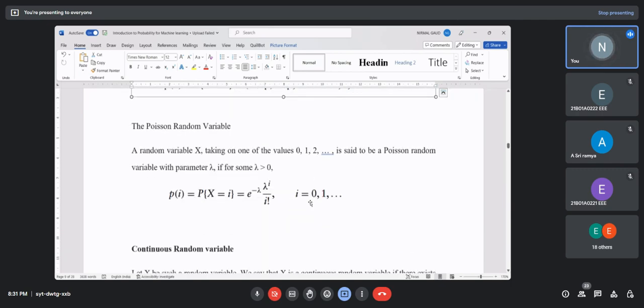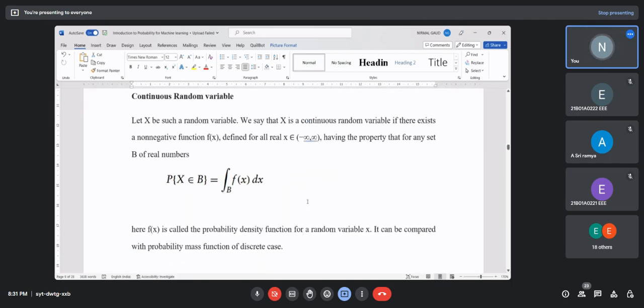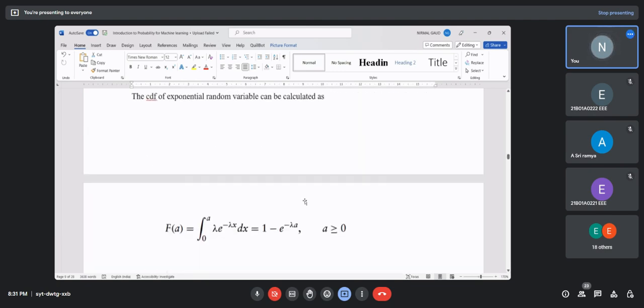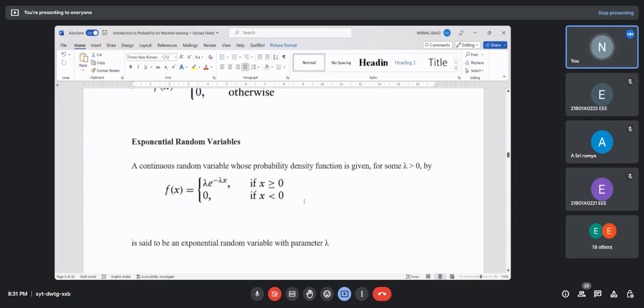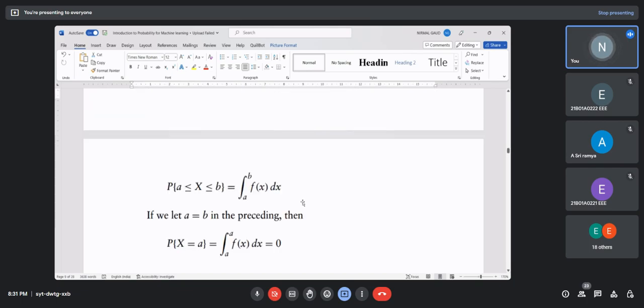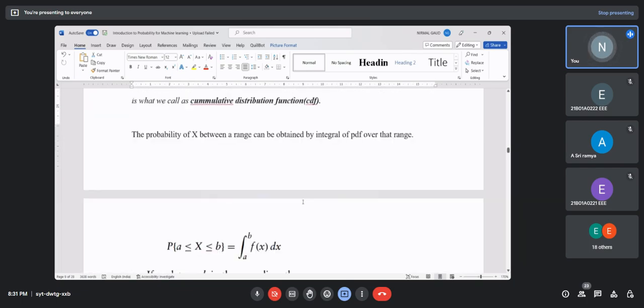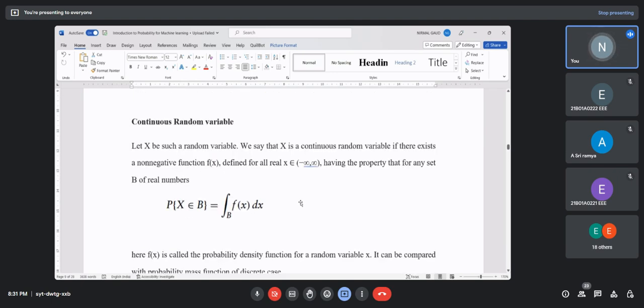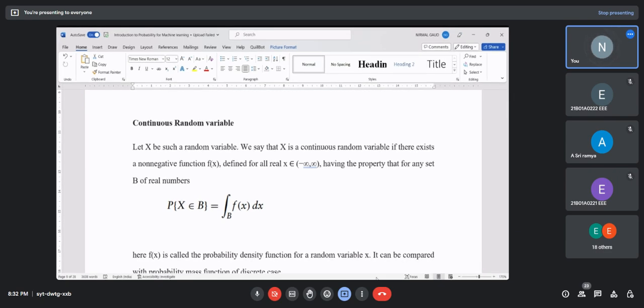Okay, then next comes the Poisson random variable and the continuous random variable. All these are the random variables you need to understand. Okay, so there are many things to learn here. The thing is, we are going to cover our probability section again tomorrow. We'll proceed ahead and finish it. Then we are going to proceed ahead to your calculus part.